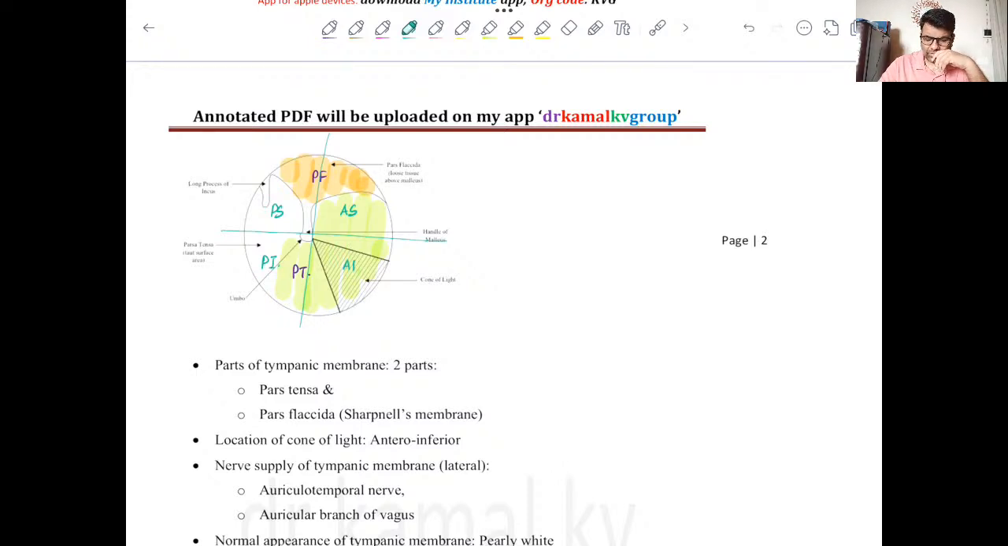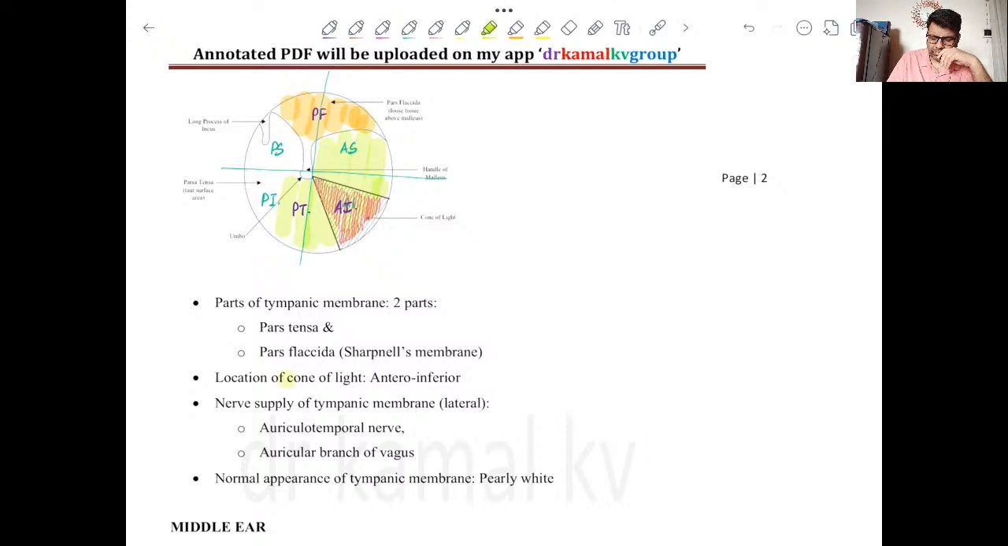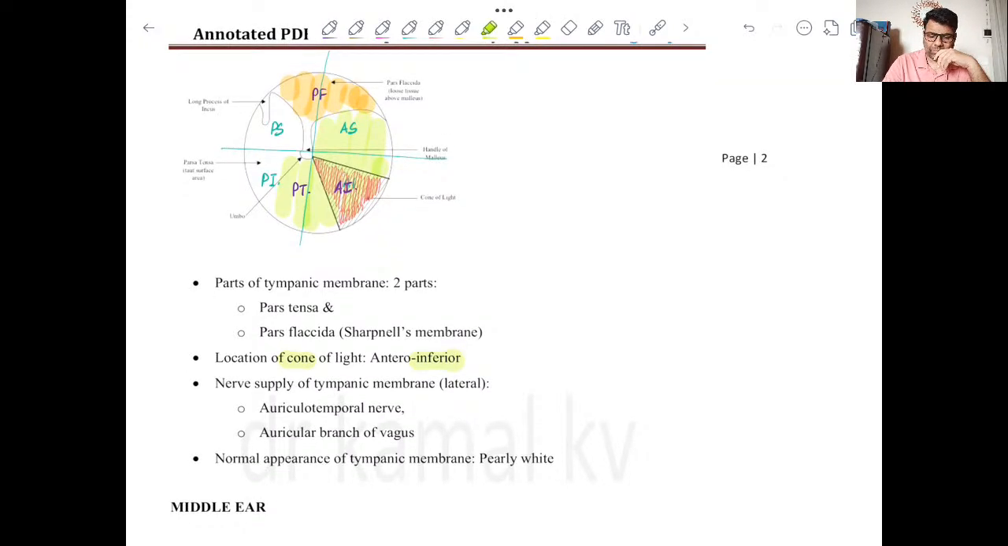Now if you throw light, you can see a cone of light. So this is the cone of light, and this is present in the antero-inferior quadrant. Clear? So there is a cone of light which is present in the antero-inferior quadrant. Now the tympanic membrane has 2 surfaces. One is the lateral surface, which is towards the external auditory canal, and on the inner side there is a medial surface, and this medial surface is towards the middle ear.